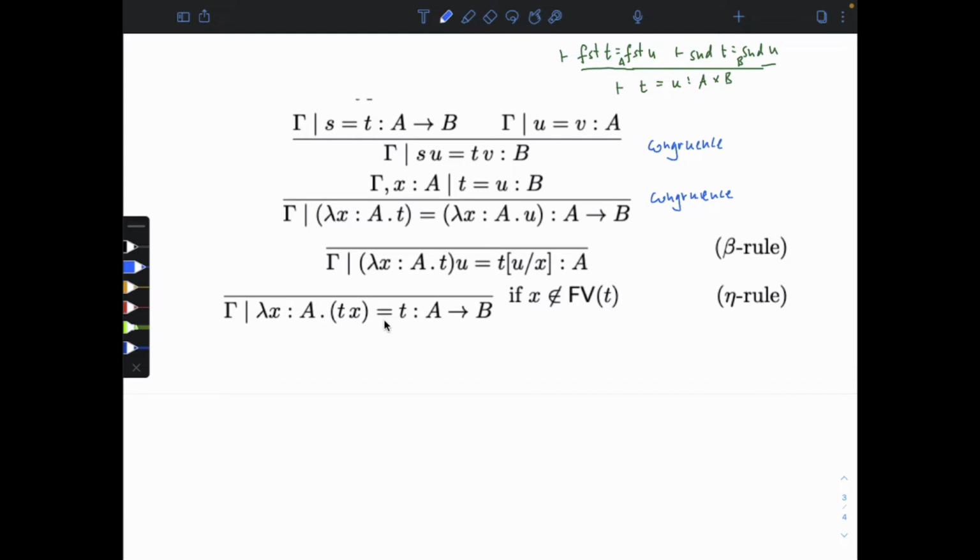Is this a computation rule? Like, would you read this from left to right or from right to left? It's not a reasonable computation rule from a programming language point of view. You certainly wouldn't read it from right to left because it makes things bigger. If you would take t and then you would go here and you would make something slightly larger and then you would apply it again. So that's not a good idea. From right to left is not a good idea because you would just use it all the time.